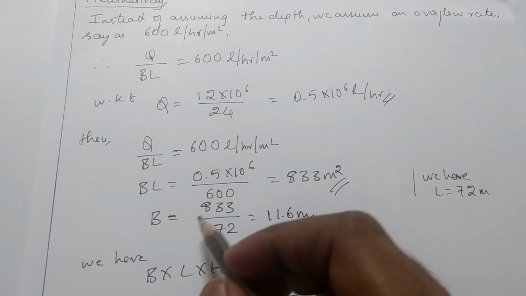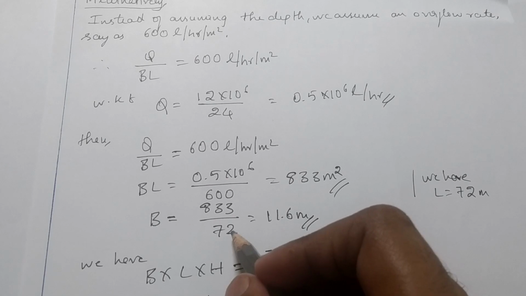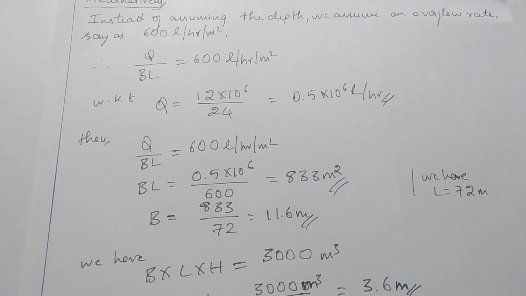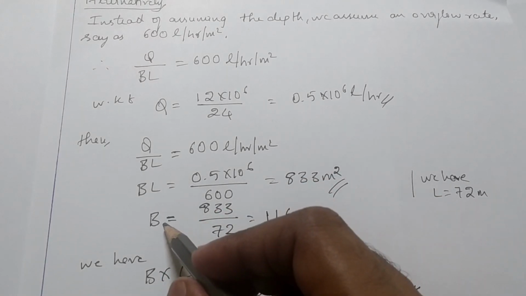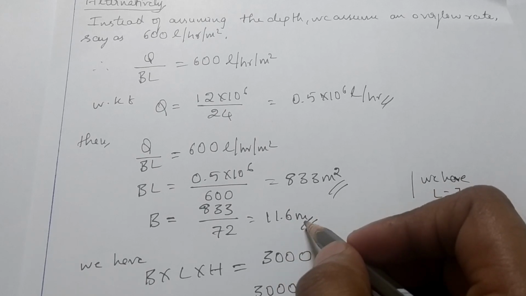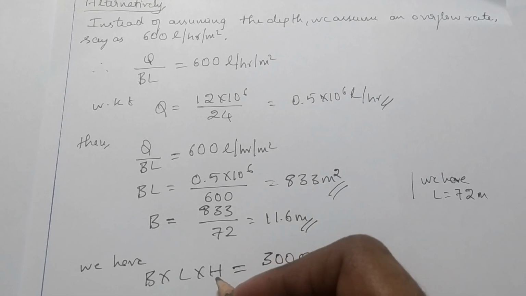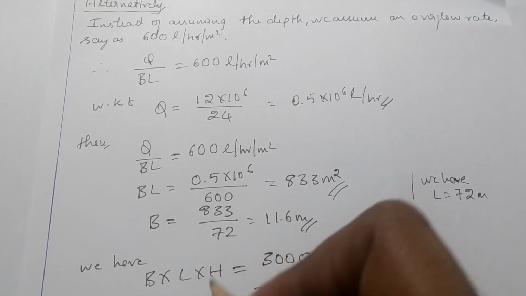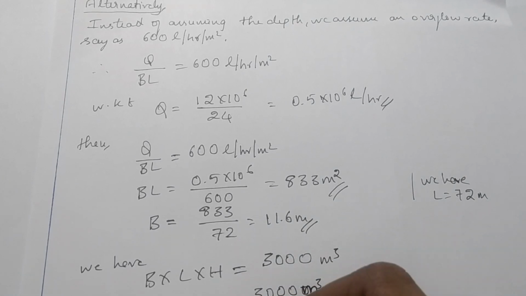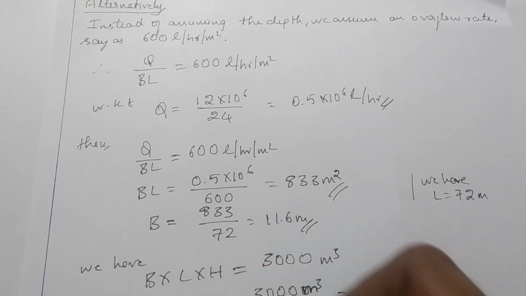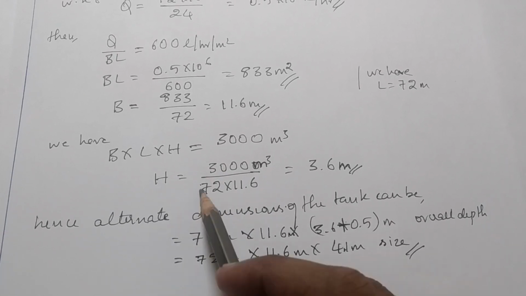So you already know from the previous data, that is L as 72 meters, which we have got from the velocity equation considering velocity and detention period. So from that we can calculate a breadth as 11.6 meters. So we know the volume formula, length into breadth into height, or depth, will be equal to 3000 meter cube, nothing but the capacity of the tank. So the only thing we need to calculate is height, h. On substituting the length and breadth, we can calculate the depth.